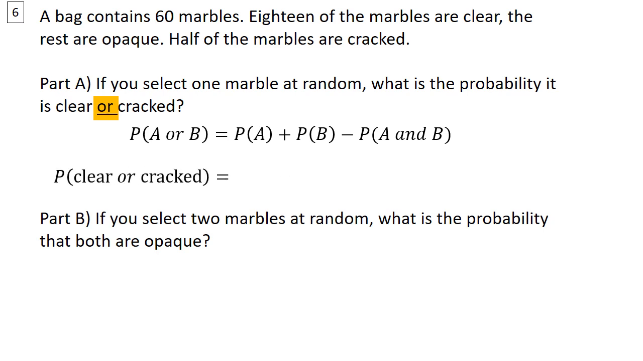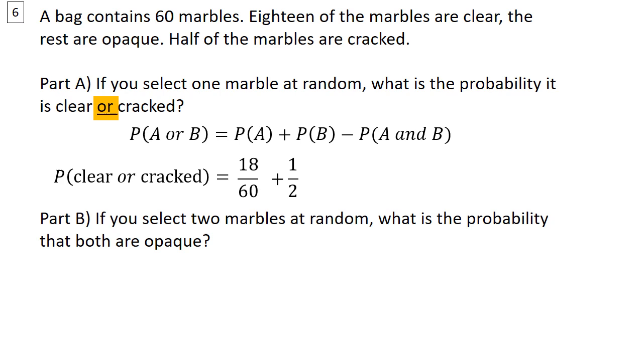So the probability that it's clear or cracked, let's start with the probability that it's clear. That's 18 clear marbles out of 60, so 18 over 60. No reason to reduce that right now. Plus the probability that it's cracked. Now, the problem actually tells me what the probability that it's cracked is, and that's half of the marbles are cracked, so there's a 1/2 probability that I'm picking a cracked marble.